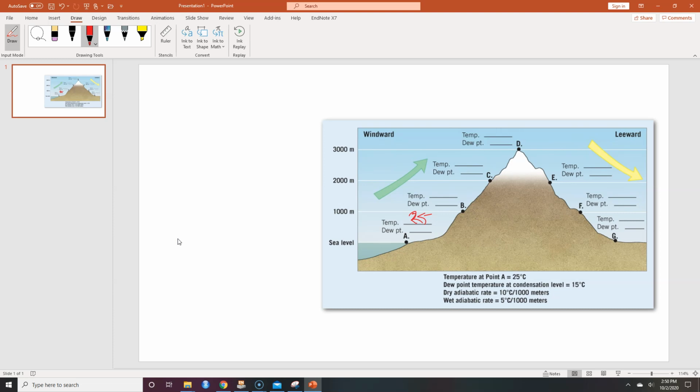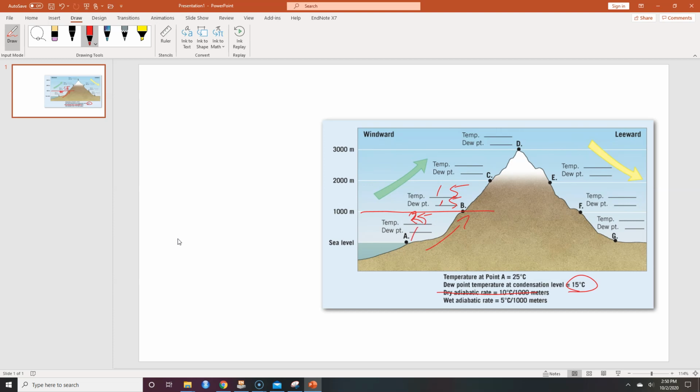Well, if you go up, every time you go up 1,000 meters, which would be position B, position C, each one is set at 1,000 meters, we know that the actual temperature decreases by 10. That right there is what is called the dry adiabatic rate. So we know that right here the temperature is going to be 15. Well, there's where we've got to stop, because the actual temperature reaches the dew point temperature right there. So now we know that the cloud base is exactly 1 kilometer.